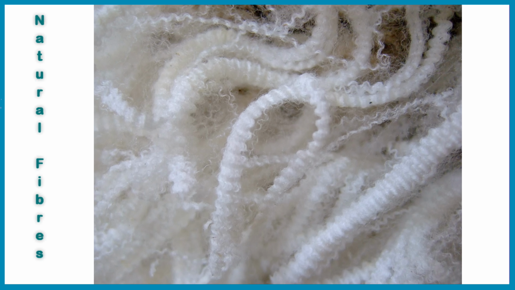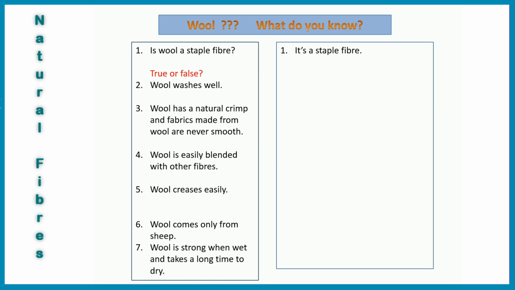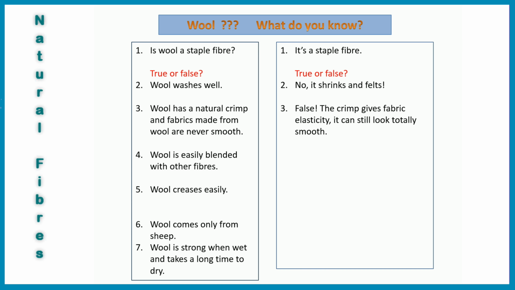Now let's see what we remember from all of this in a true and false little quiz. Is wool a staple fiber? Yes, it is a staple fiber. Wool washes well. Is that true or is that false? No, you can't wash wool other than by hand. It will shrink and it will felt. Wool has natural crimp, and fabrics made from wool are never smooth. Ooh, true or false? Of course, that's false. The crimp gives the fabric elasticity, but it can still be totally smooth. So you get some fantastically beautiful wool shirt fabrics, etc., or coats and stuff.